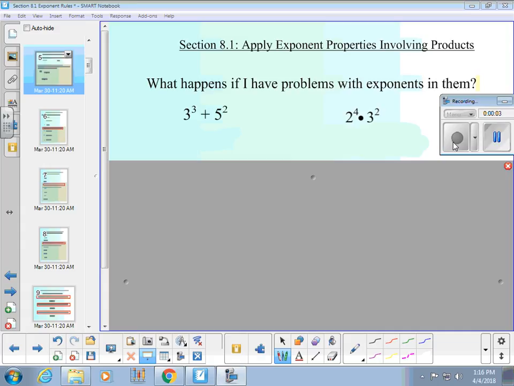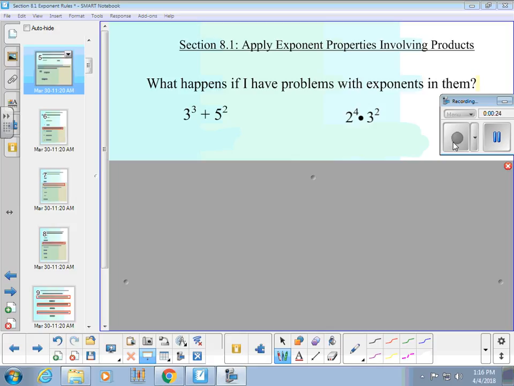Today's lesson is a continuation on section 8.1, applying exponent properties involving products. Yesterday you did the exploration packet on this section. What happens with powers when we're multiplying powers together? There are certain tricks you learned, or three particular rules I'm going to just go over again for ways I can simplify things that have powers.